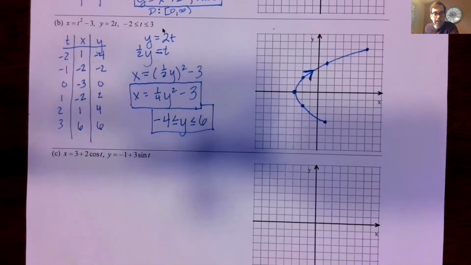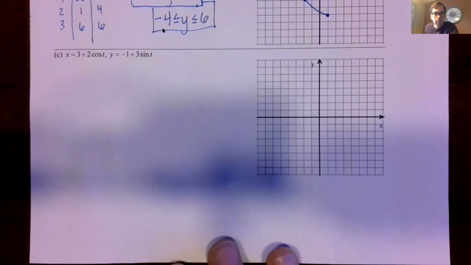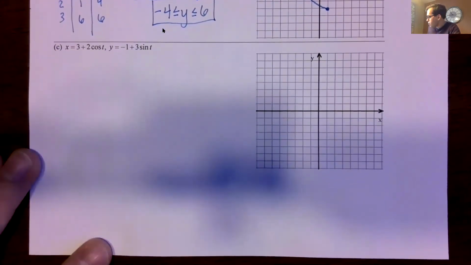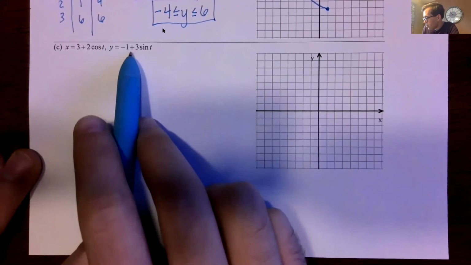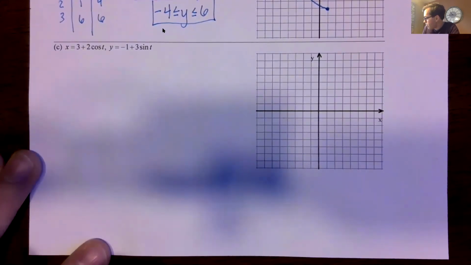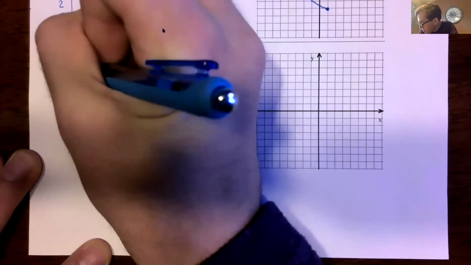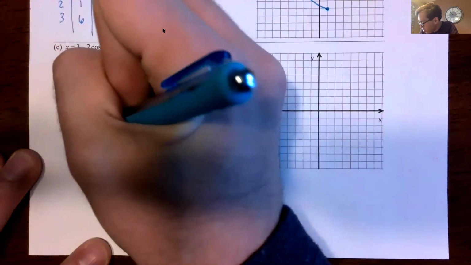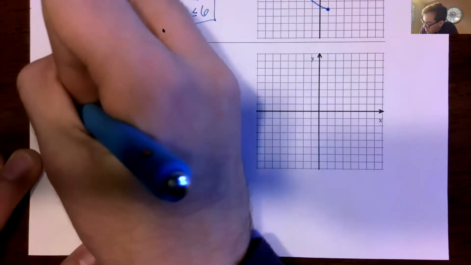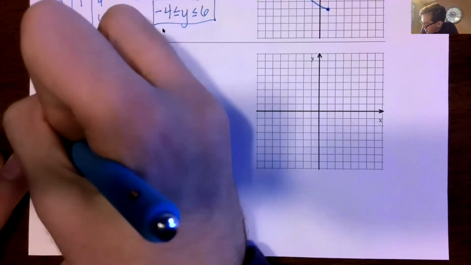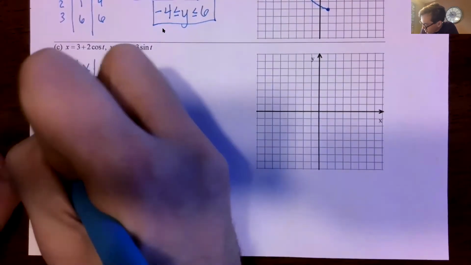We got one more to look at, and this one has some trig. We've got sine and cosine involved. So for this one, we have x equals 3 plus 2 cosine t, y equals -1 plus 3 sine of t. And I'm trying to think about what t values are going to make this easiest. And I'm telling you right now, we're going to want t's that end up nicely on the unit circle. So I'm going to start with 0 and then go to pi over 2 and then go to pi, 3 pi over 2, and 2 pi.